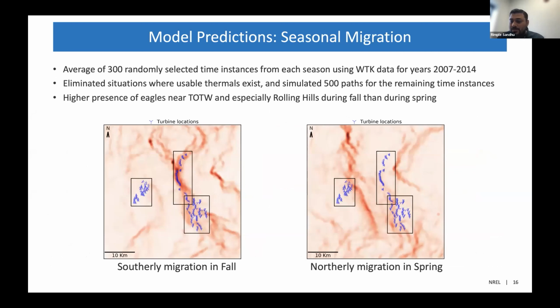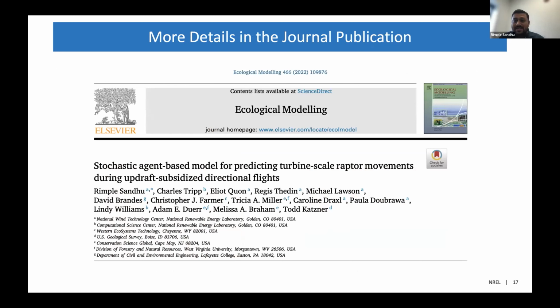And then we can use this model to predict seasonal presence. Here I'm showing southerly migration in fall, northerly migration in spring. You can see in southerly migration, there's more presence at Top of the World than in northerly migration. So it is interesting that we got this, as it shows the contrast between the two migrations. All the details are in this paper that got published recently. It's out there. Go check it out. It has all the additional mathematical details regarding this model.